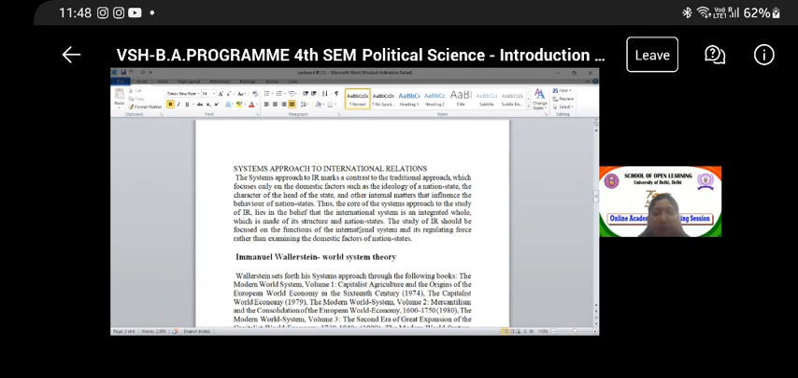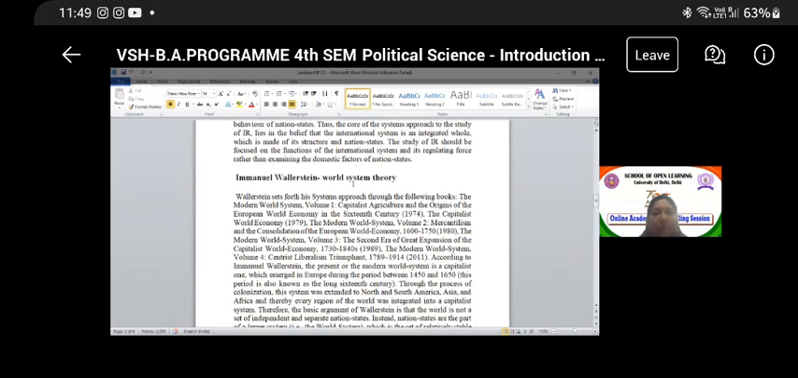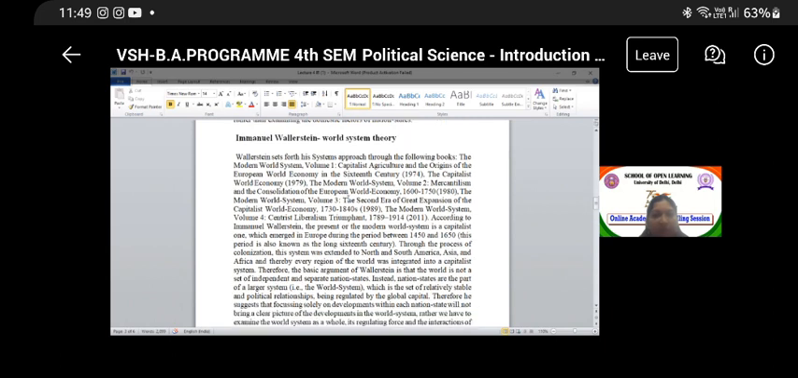Now this thing opened up with the coming of the systems approach. Thus, the core of the systems approach to the study of international relations lies in the belief that the international system is an integrated whole, which is made of its structure and nation states. Other systems and other structures are also important other than the states, right? The study of international relations should be focused on the functions of the international system and its regulating force rather than examining the domestic factors only. Okay, clear here? Now let's start with Immanuel Wallerstein's world system story.